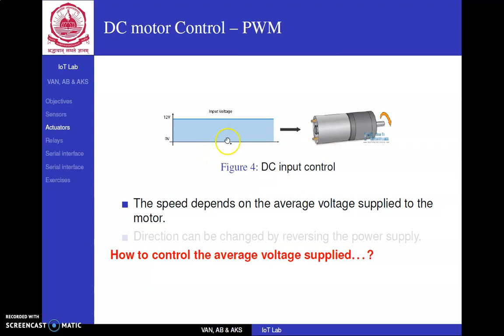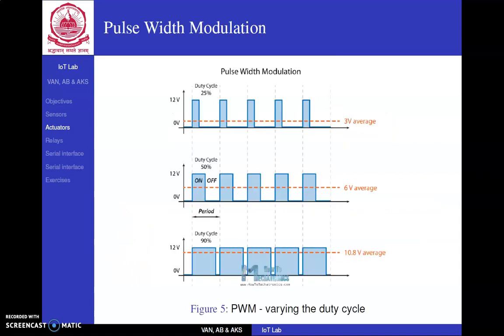Now, how do we control the speed of the motor? That is the question. To control the speed, we must control the average voltage applied to the motor. So how do we control the applied voltage? You can use resistors, but resistors will dissipate energy, and that is not an efficient way of controlling the power. So there comes the idea of pulse width modulation. It's a very simple technique by means of which we can control the average voltage applied to the motor, thereby controlling its speed. So let us see how it works.